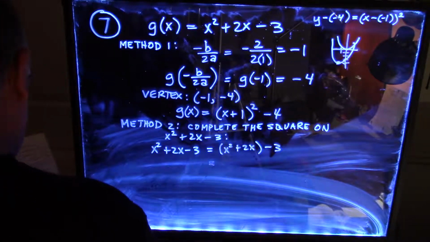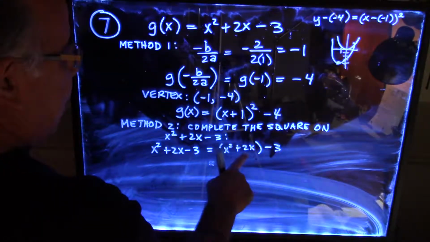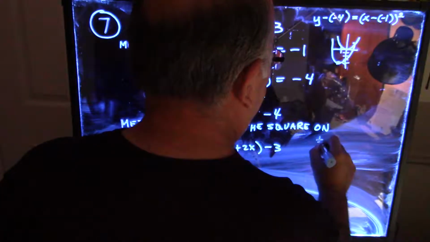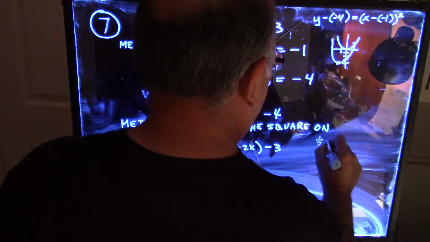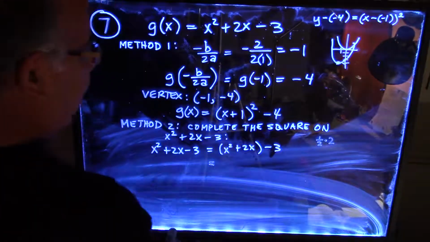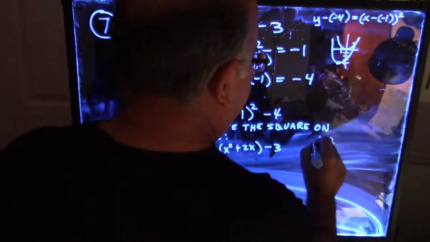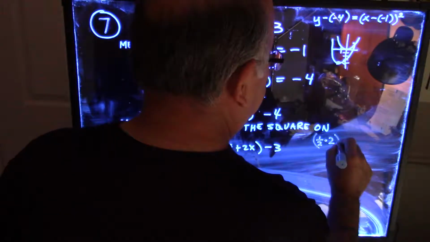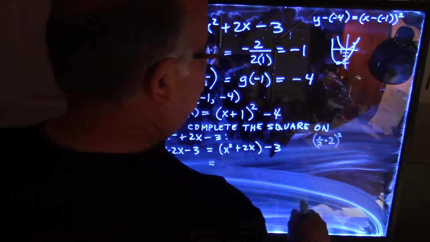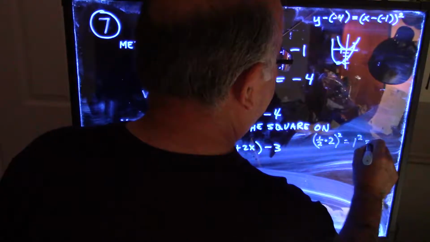And what I'm going to do now is take half the coefficient of x. So 1/2 times 2. That's half the coefficient of x. Or in other words, that's half of b. And then square it. So you square the result. Half of 2 is 1. So that's 1 squared, which is 1.